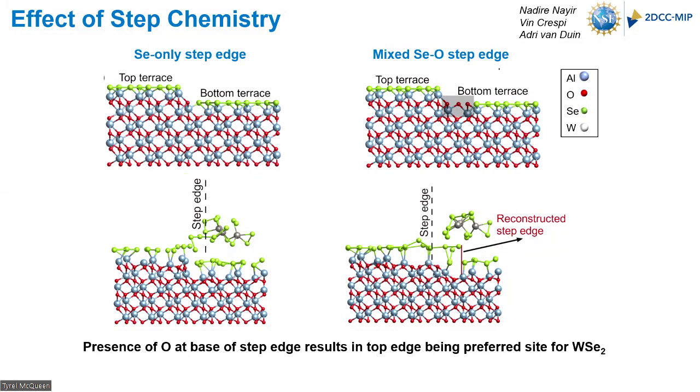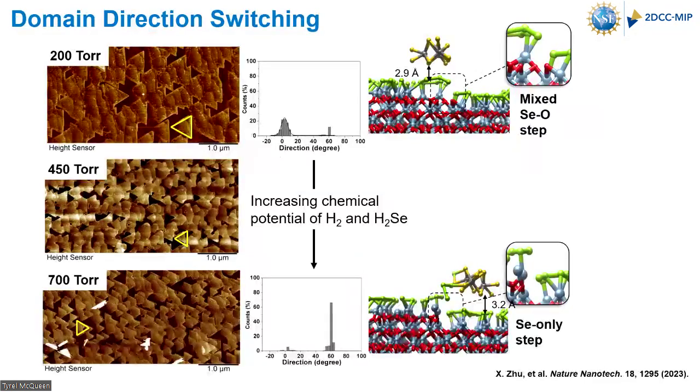But if you have incomplete removal of oxygen from the surface, so you still have a remnant of oxygen left at the bottom edge of the step, then the top edge of the step becomes the preferred site for nucleation. So a good thing to do when you are working with theorists is to test their models. So we did this just by changing the growth pressure when we were growing the tungsten diselenide. Originally we had been using 200 torr, and this gave us the preferred 0-degree orientation, which means the nucleation is occurring at the top edge of the step, right?